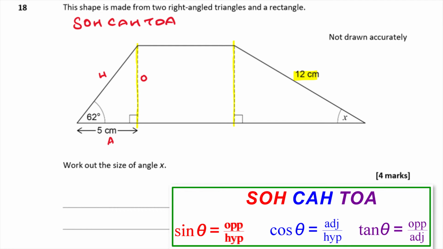SOHCAHTOA. Okay, so which one has got the O and the A in it then? Because I want the O and the A. So the O and the A is there. Look, we want this bit, the TOA part. Tan theta equals opposite over adjacent. Okay, so that's what we're going to write down. Tan theta equals op over adj.